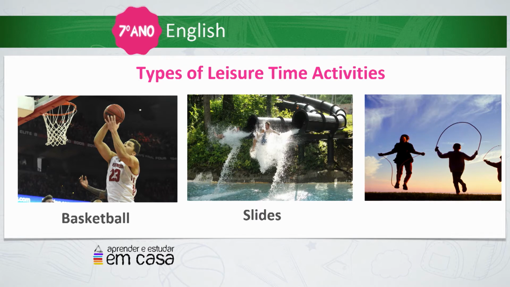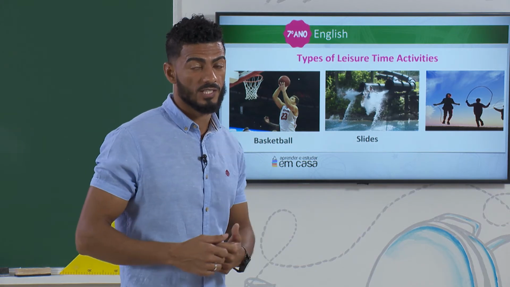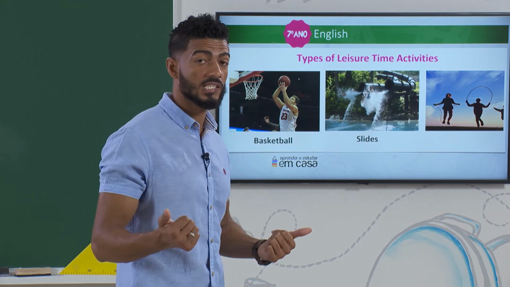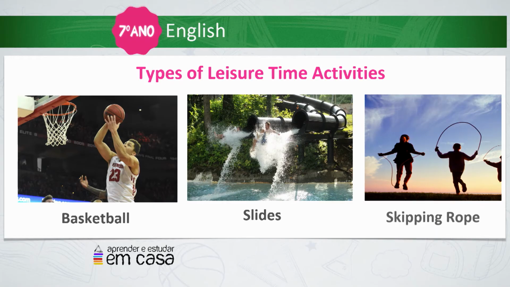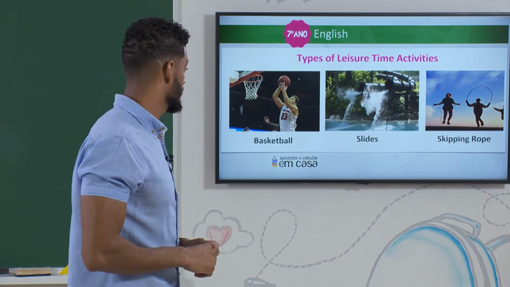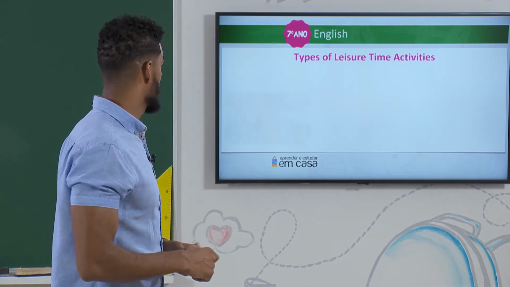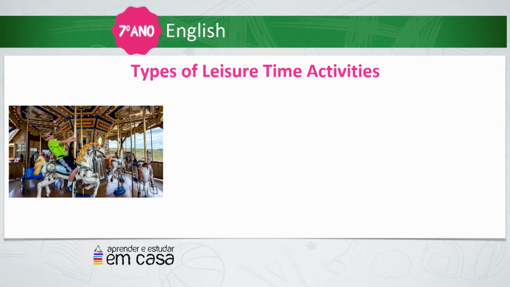So the third picture we have here, I'm assuming that you know how to do it and you are used to it. Do you know what it is? Good, skipping rope. The next one, another kind of leisure time activity, before we go, can you guess what we have here? So good, here we have carousel.